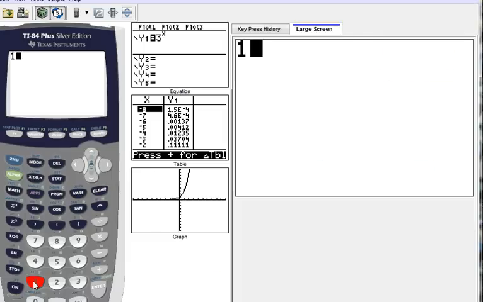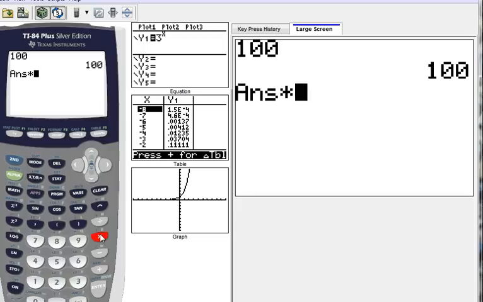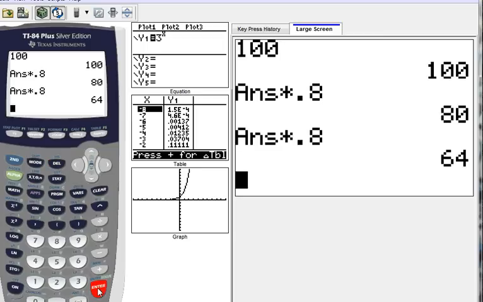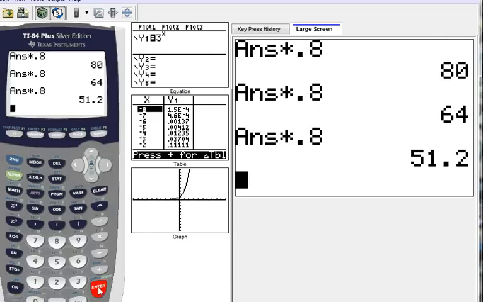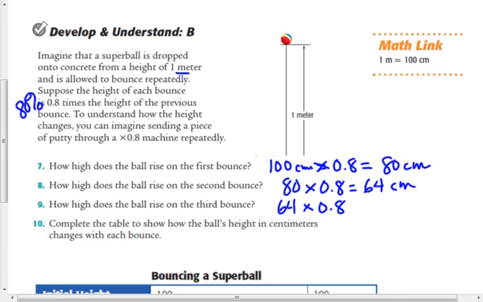So remember, we started at 100, so I'm just going to put 100 in there, hit enter. And to get 80% of that, we're multiplying by 0.8 every time. And so there's the 80, the first bounce. And we multiply by 0.8 again, and that's 64, the second bounce. And then the third bounce is 51.2, and so on. So on the third bounce, it's 51.2.